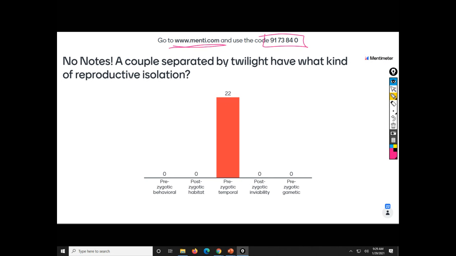All right, good. So we have a couple and they're separated by twilight, as our somewhat chaotic conversation up front indicated. Twilight is a time of day. So this indicates that you probably have one part of the couple up during the day and one during night. So this would be pre-zygotic, temporal. Good.